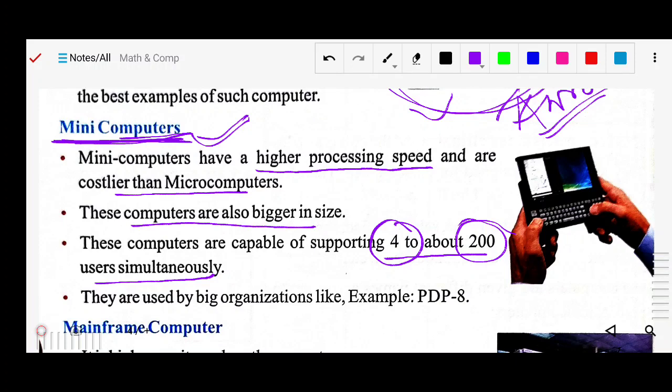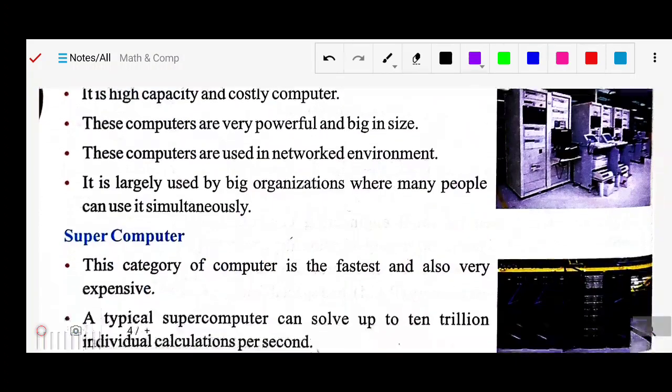They are used for big organizations, for example PDP. So in companies they use mini computers. An example is PDP 8. These are examples of mini computers.